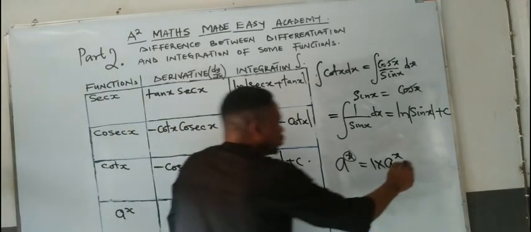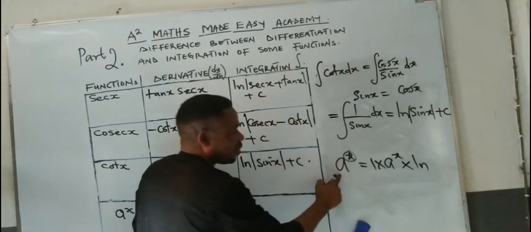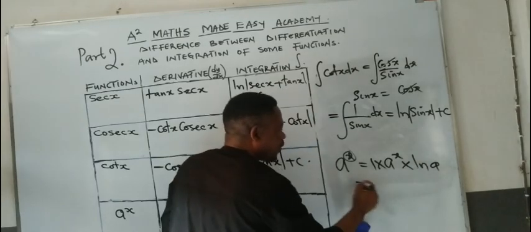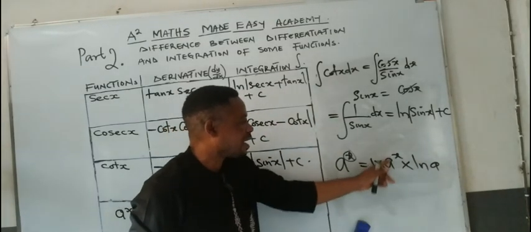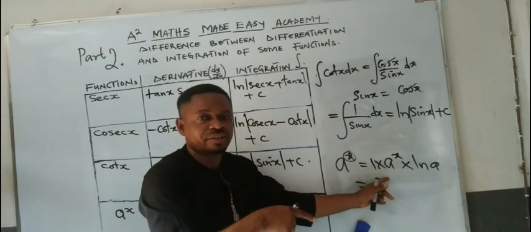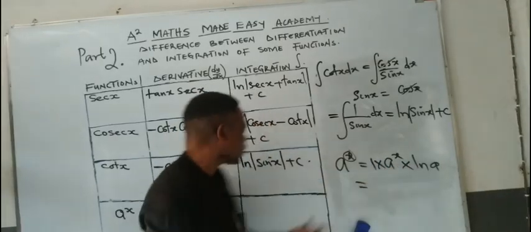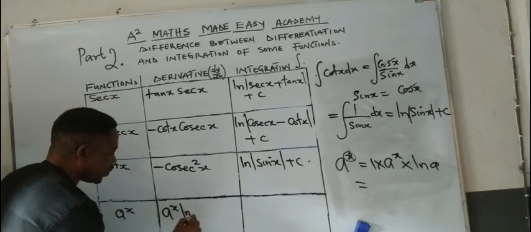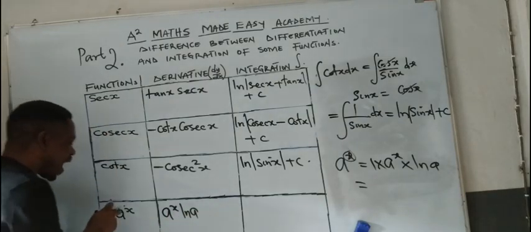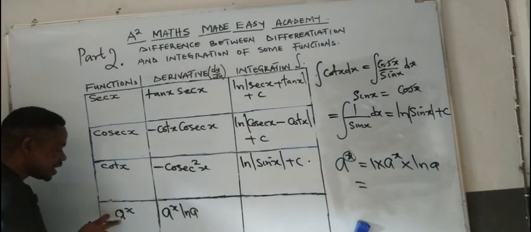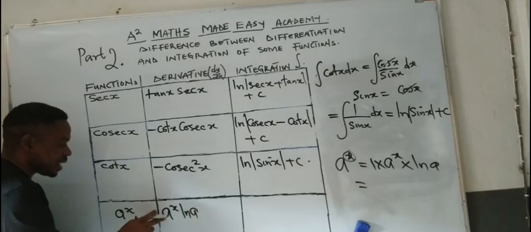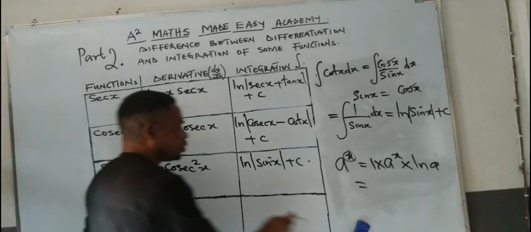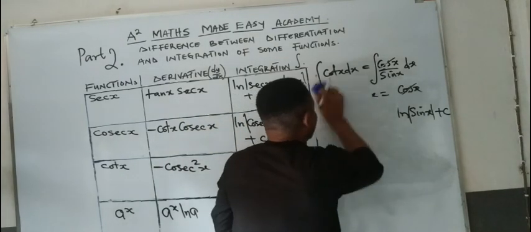Then after that, you multiply and take the ln of the base. What's the base? A. I will now call it ln A. Finally, I will say 1 times a raised to power x will give me a raised to power x times ln A. What is the result now? It is now a raised to power x ln A. So anytime you are asked to differentiate a raised to power x, what is the answer? A raised to power x ln A. Do you understand? Now I want to put you right again.